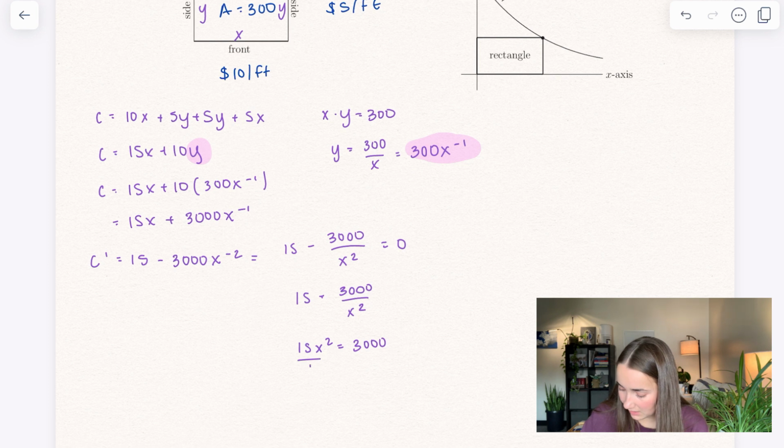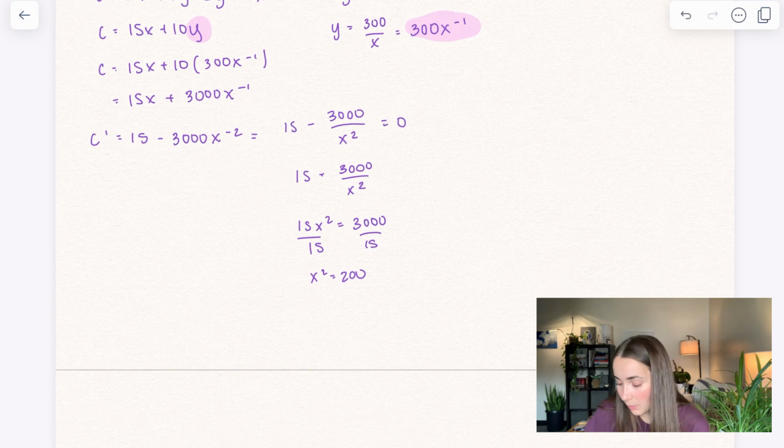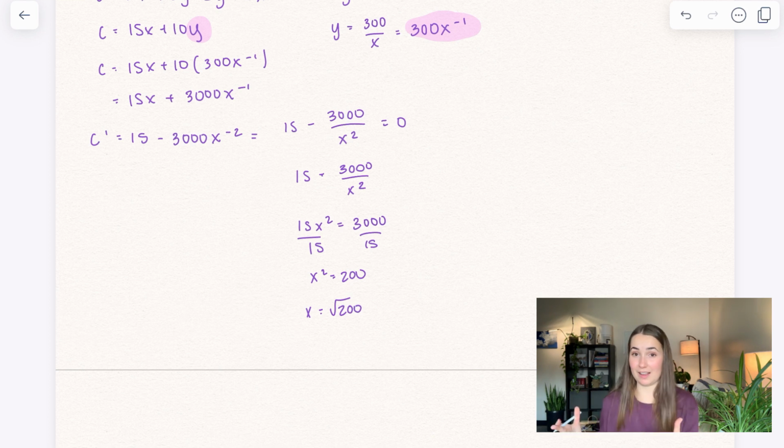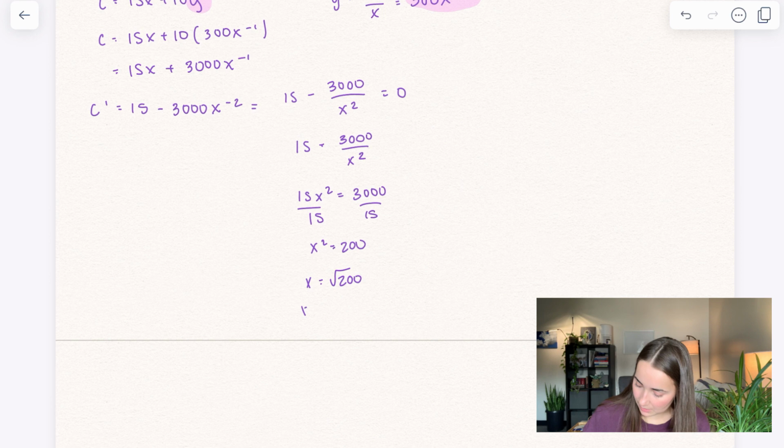Here I can divide both sides by 15. So I get x squared is equal to 200. I'm going to take the square root of both sides. And remember, I only care about the positive square root because we're working with area. We can't have negative fencing. So here I'm going to simplify this one more time and I get 10 root 2.